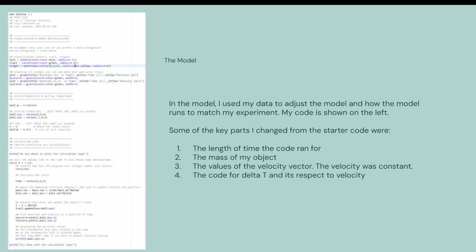All right. As for my model, the code for my model is on the left here. I used the starter code, but I just adjusted a few things to make it more accurately represent what my experiment was. So I adjusted the mass of my marker, and I adjusted the delta t, so change in time, to reflect my frame rate. I adjusted the velocity vector, which remained constant, and how velocity changed with respect to delta t.